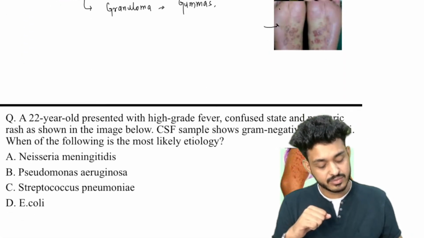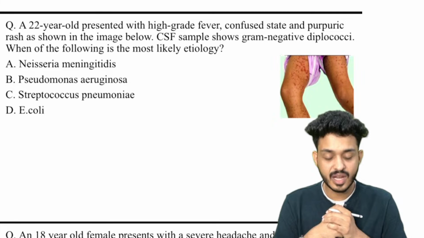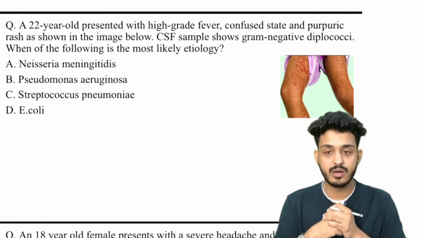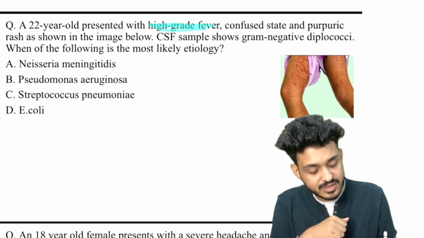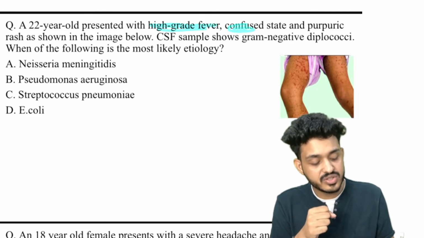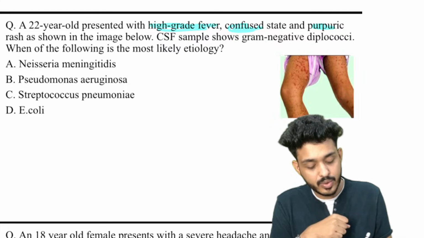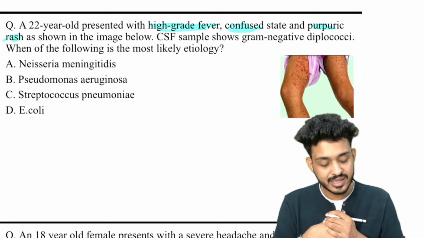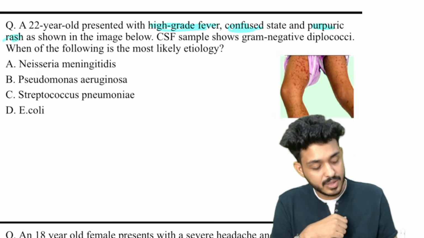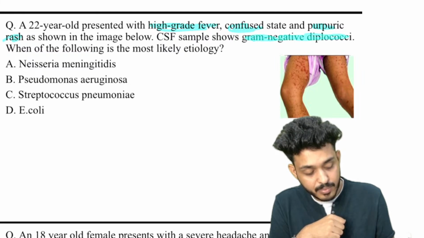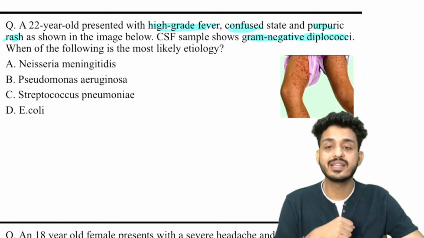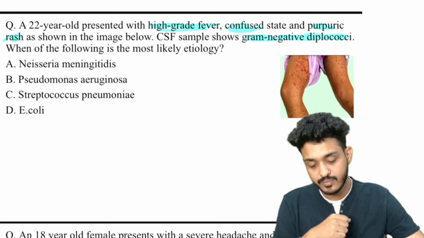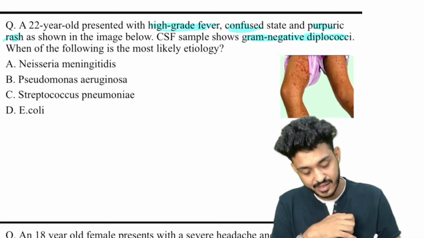Okay, next question. A 22-year-old patient presented with high grade fever. The patient is confused and has a purpuric rash, as shown in the image below. The CSF sample is showing gram-negative diplococci. Which of the following is most likely the etiology? What can be the etiology over here?